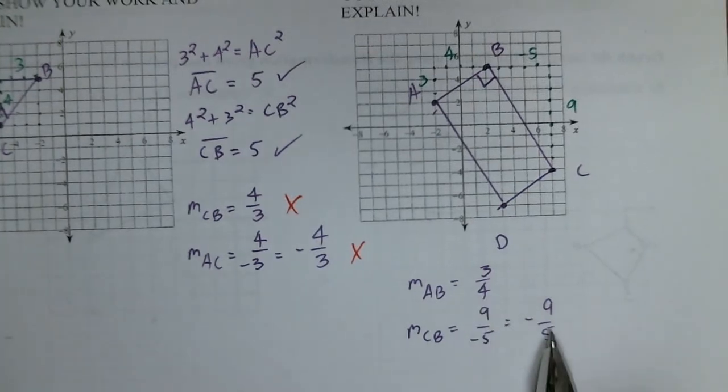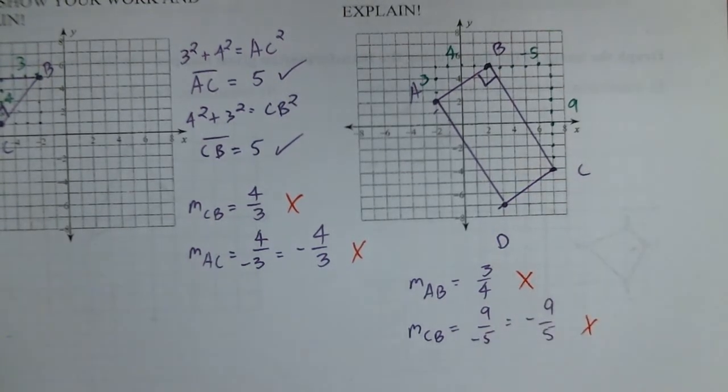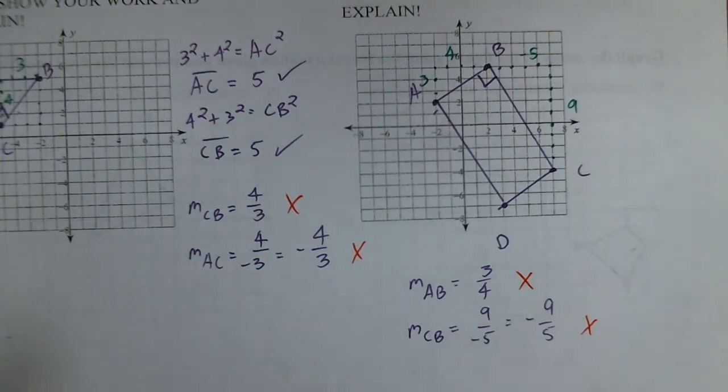Are 3/4 and negative 9/5 negative reciprocals of each other? No, they're not, and we get to move on to the next problem. That's all you got to do. I don't have a right angle there, so it's impossible for it to be a rectangle.